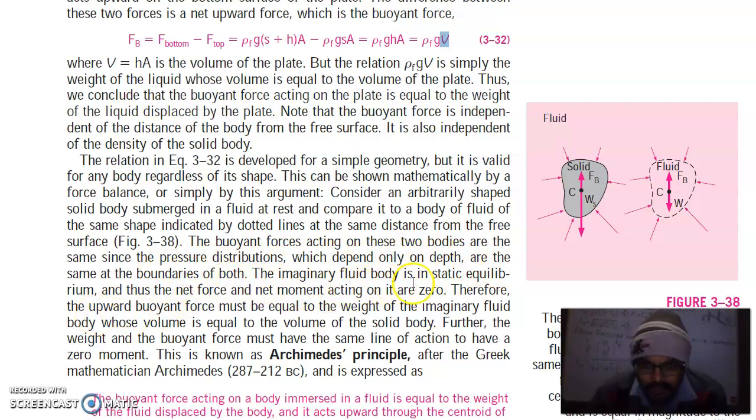The imaginary fluid body is in static equilibrium, and thus the net force and net moment acting on it is zero. Therefore, the upward buoyancy force must be equal to the weight of the imaginary fluid body, whose volume is equal to the volume of the solid body. Further, the weight and the buoyancy force must have the same line of action to have zero moment. This is known as Archimedes' principle, after the Greek mathematician.